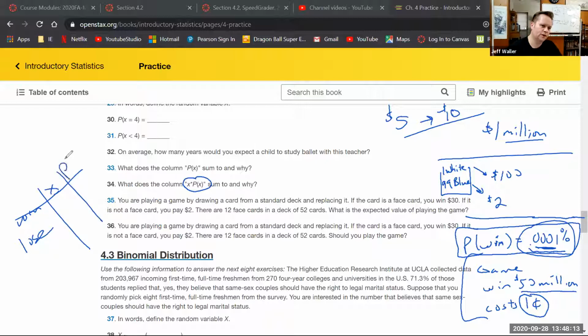And you have an outcome number, and you have a probability of each. So then you can just do X times P of X, add them up.